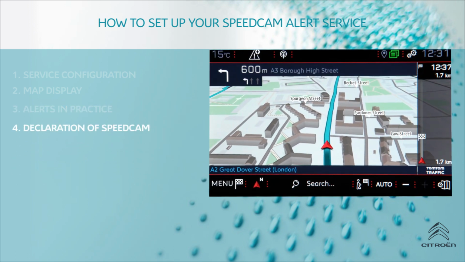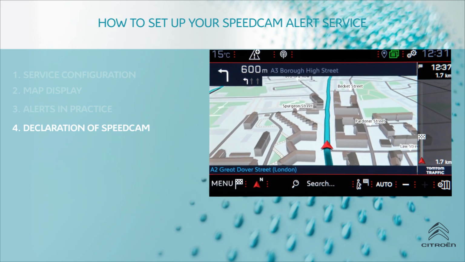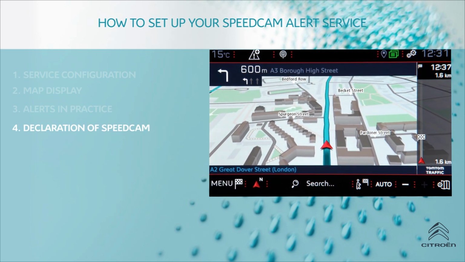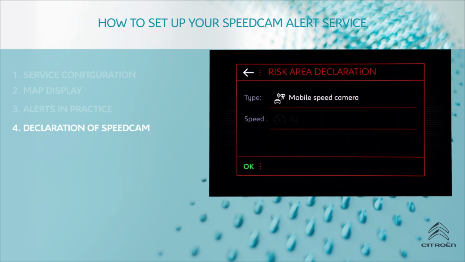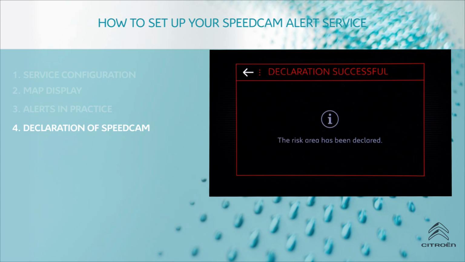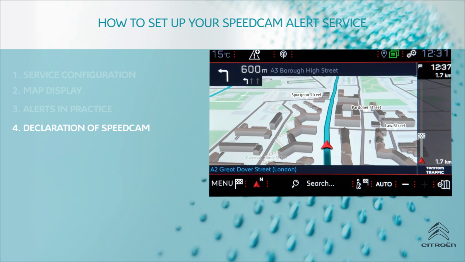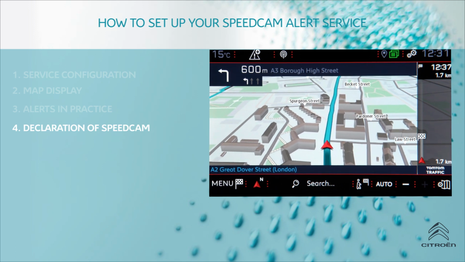To report a speed cam on your route to the TomTom user community, click on the triangle on your screen. Select the type encountered and confirm by clicking on OK. Now you can safely enjoy the road with your Speedcam alert service. Happy motoring!